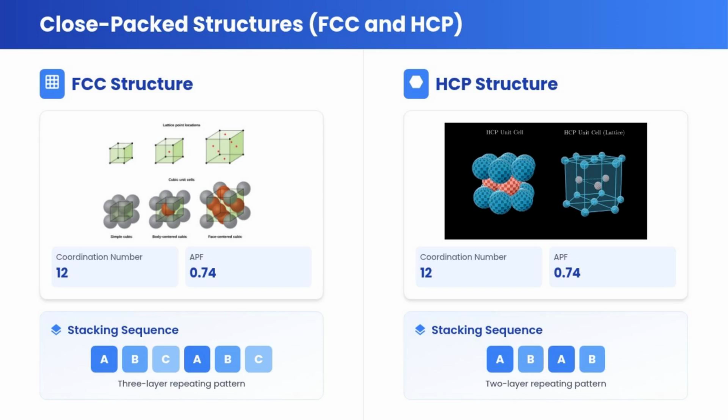The simplest defects are point defects. A vacancy occurs when an atom is missing from its normal lattice site. In contrast, a self-interstitial occurs when an extra atom is squeezed into a small void space between regular lattice sites. Because atoms are larger than these void spaces, interstitials cause significant local distortion in the surrounding lattice.